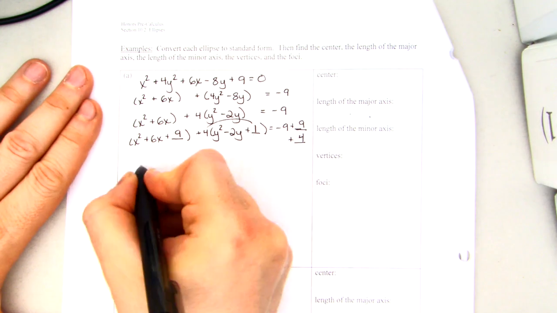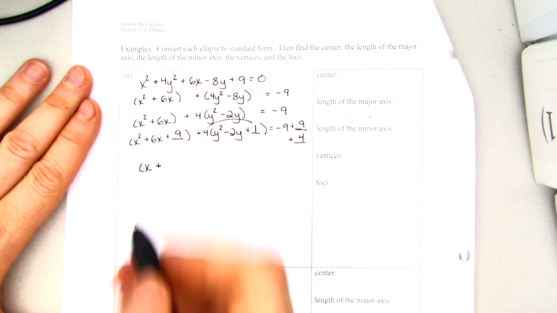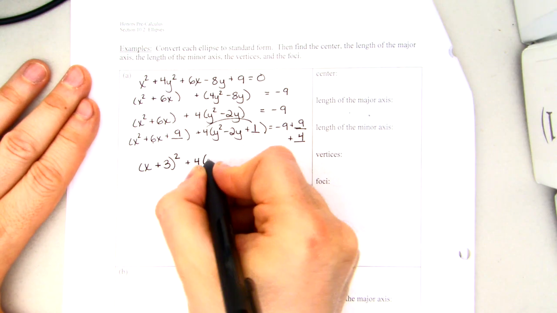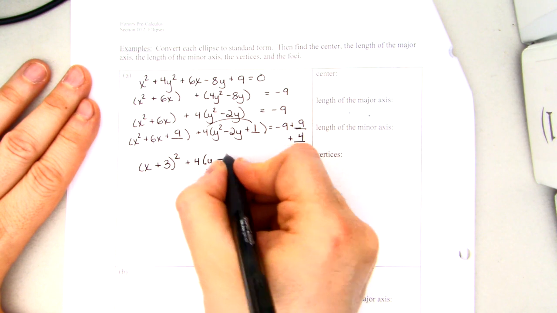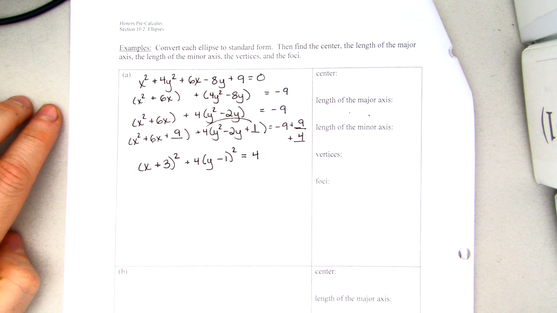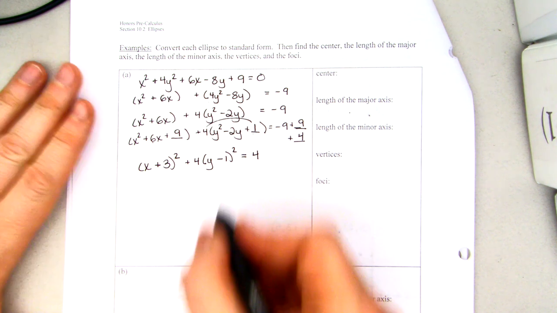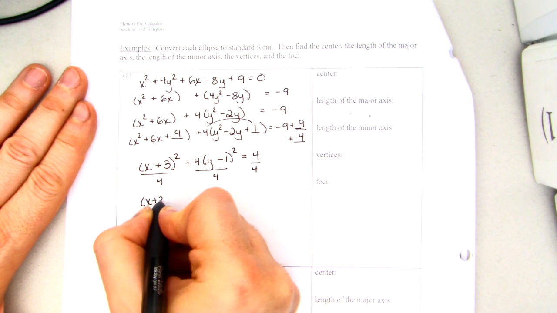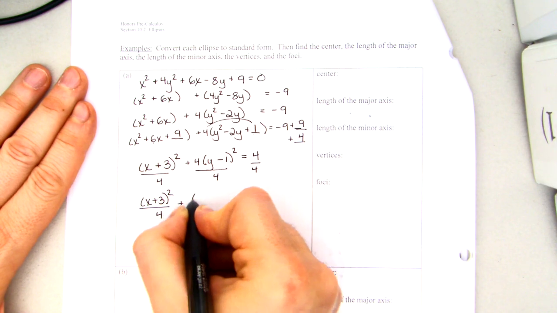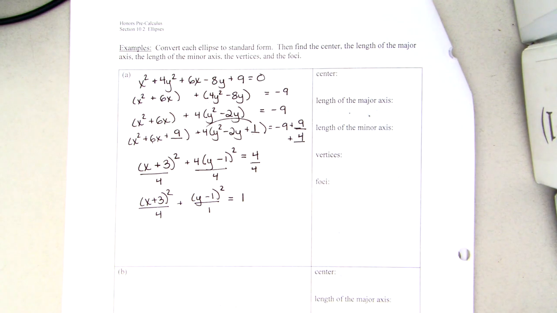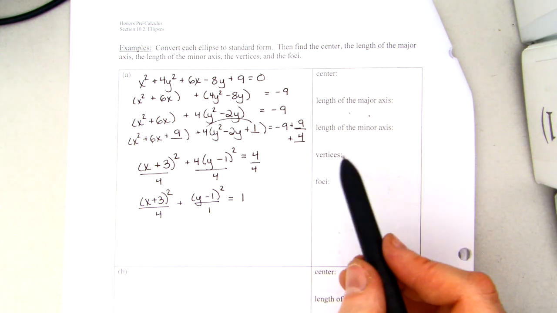Now we can factor. This is going to give me x plus half my middle number before any squaring is 3, so x plus 3 squared, plus 4 times y, half my middle number is negative 1, y minus 1 squared, and on the other side, we're going to get 4. I'm almost there. An ellipse has to equal 1. I'm going to divide all 3 pieces by 4, and this gives me x plus 3 squared over 4 plus y minus 1 squared over 1. I'm going to include the over 1 just because it'll help me with a few other pieces in a moment, equals 1.